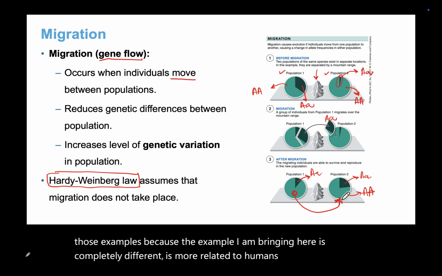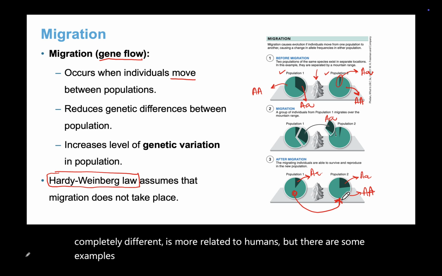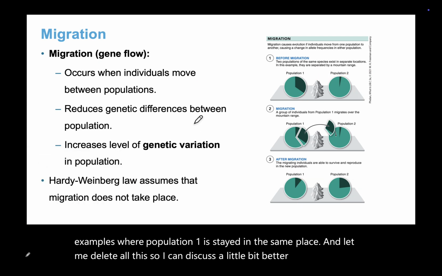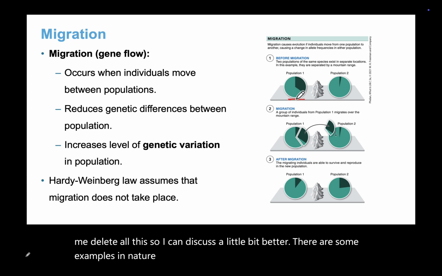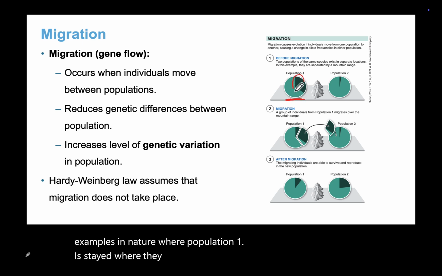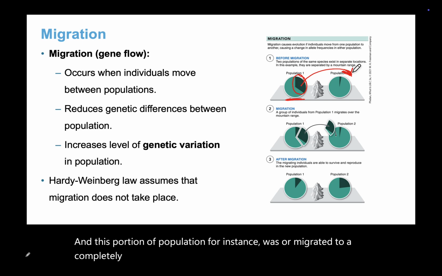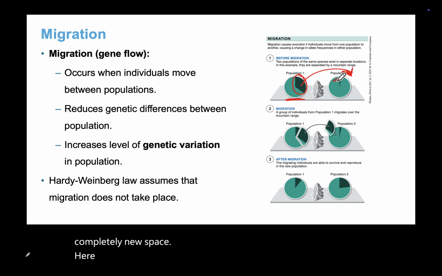But there are some examples where population 1 stayed in the same place, and let me delete all this so I can discuss a little bit better. There are some examples in nature where population 1 stayed where they are, and this portion of the population, for instance, migrated to a completely new space. Here, let's consider that no population was existing here before.